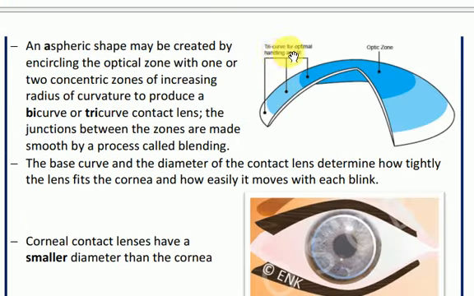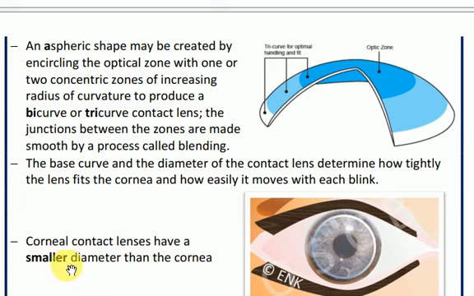Now what are tricurve and bicurve lenses? The aspheric shape may be created by encircling this optical zone with 1 or 2 concentric zones of increasing radius of curvature to produce a bicurve or tricurve contact lens. Now the junctions between these zones are made smooth by a process called blending. And the base curve and the diameter of the contact lens determine how tightly the lens fits the cornea and how easily it moves with each blink.